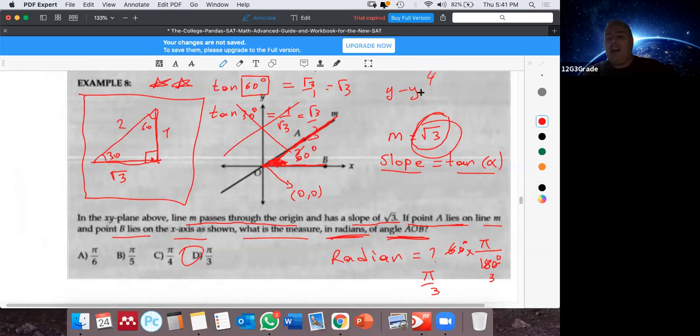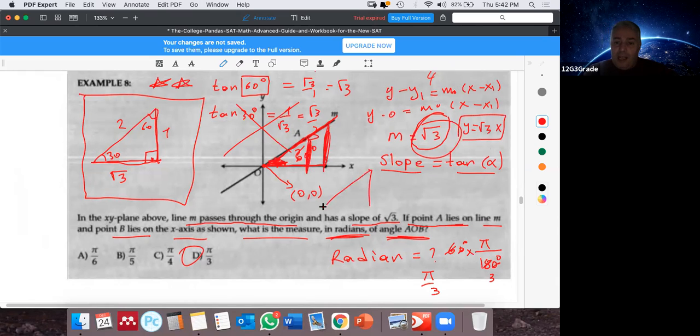Otherwise, I have to say y minus y1 is equal to slope times x minus x1. So y minus 0 is equal to slope times x minus x1, so y is equal to root 3 times x. This is the equation of the line. So when I have the equation of the line, how can I find this angle? I have to draw it. Now I have 90 degrees, and this is alpha, and this is slope root 3. But again, I need tangent alpha. Tangent alpha is root 3. So how could alpha be 60? It's difficult without solving this.